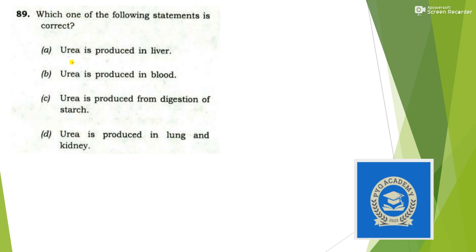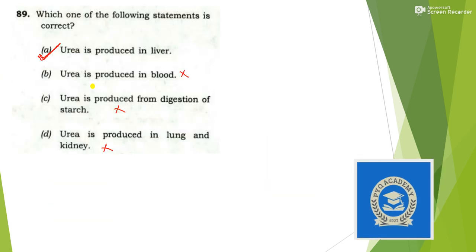Next is, which one of the following statements is correct? Yes, and this is a static GK question. So urea is produced in the liver, which is the correct answer. Urea is produced in blood? No. Urea is produced from digestion of starch? No. And urea is produced in lungs and kidney? No. So the answer is option A.